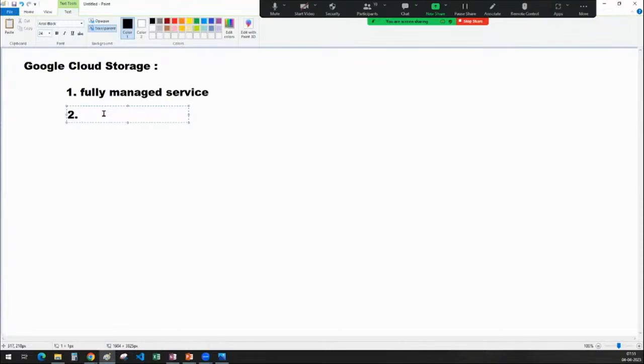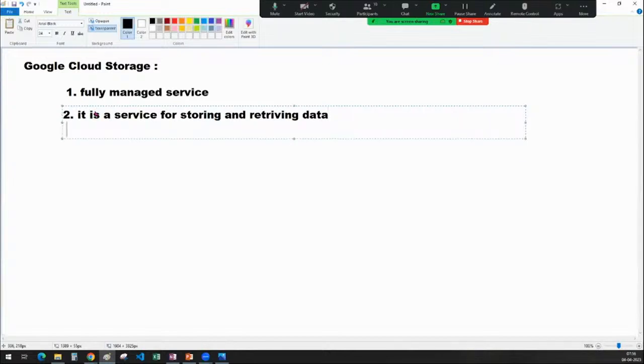Now I understand that it is a fully managed service, so the infrastructure will be taken care of by GCP. That is fine. So now tell me what kind of service Google Cloud Storage is. What is the main intention of having Google Cloud Storage in GCP? If you ask me, it is a service for storing and retrieving the data.